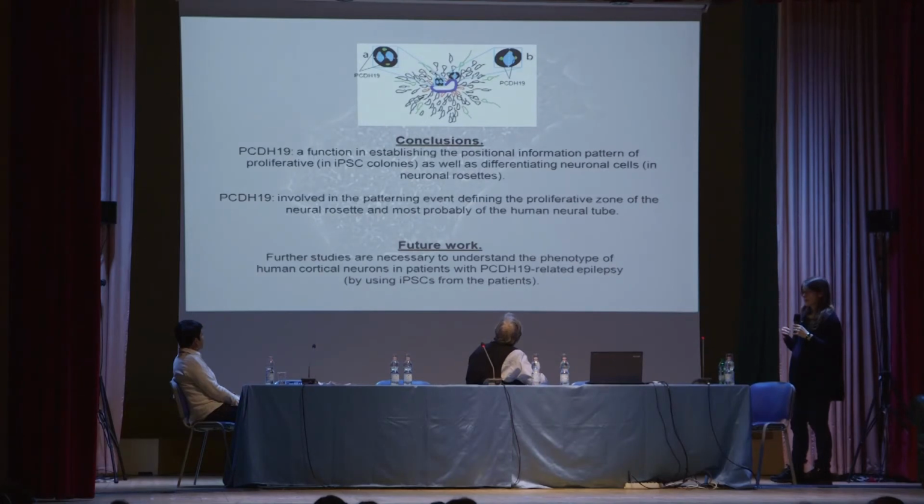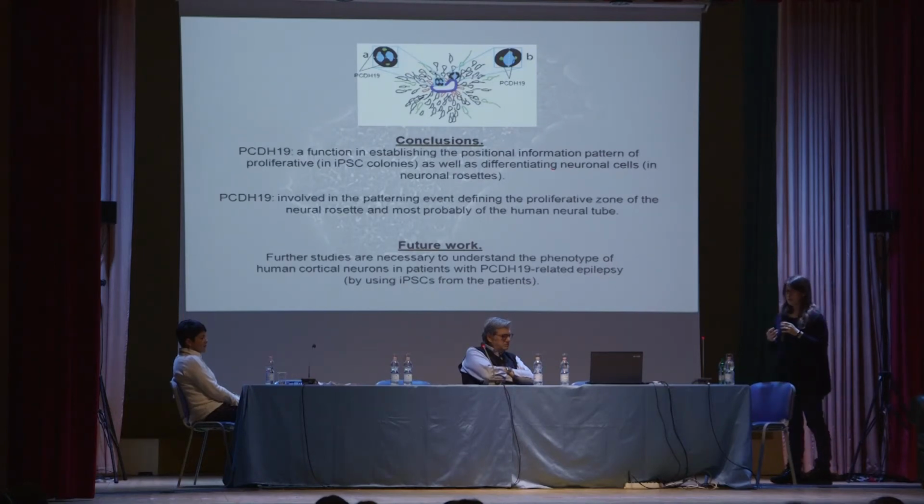In conclusion, from these results, obtained in controls from healthy subjects, we can say that PCDH19 may play a role in allowing the cell to understand in which position it finds itself, especially with respect to other cells. And this happens in cells that are proliferating, such as the IPS colonies at day 0, and also in those cells that are heading towards neuronal differentiation.